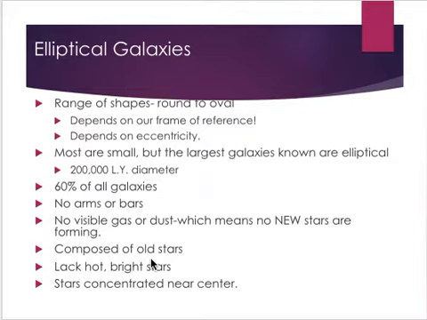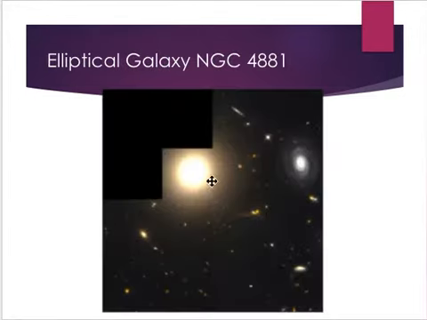60%, and then you draw different kinds of ovals with maybe a dot in the center because they do have some concentrated stars in the center. So here's a good example. You can see how round this galaxy is. This one over here is a spiral. You can see the arms.